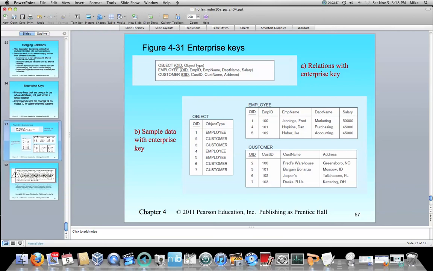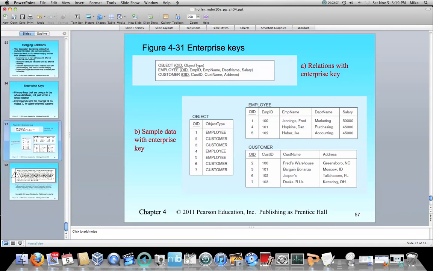So if we were using enterprise keys, notice that Fred is number 1, Dan is number 4, Ike is number 5. In customer, 1, 4, and 5 is not used because they are being maintained at an enterprise level. So we have 2, 3, 6, and 7 in customer, 1, 4, and 5 in employee, all unique from one another. So if we ever did want to merge these together, they are unique one to another.